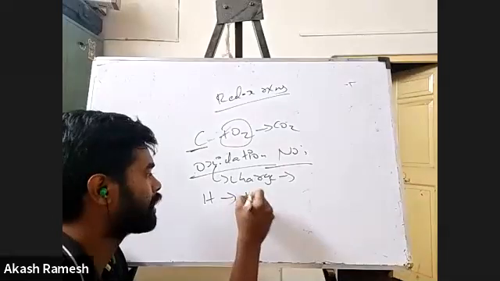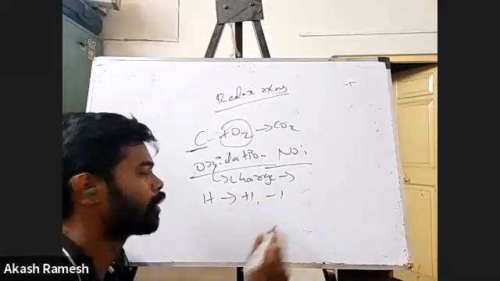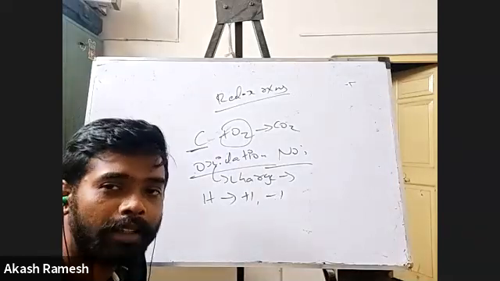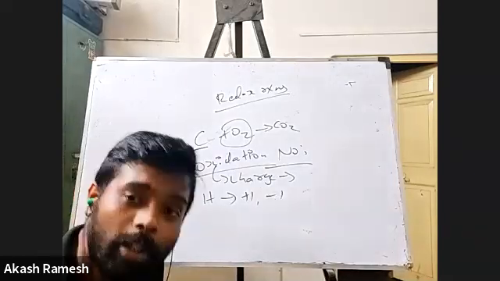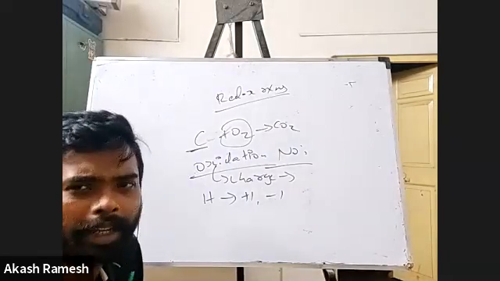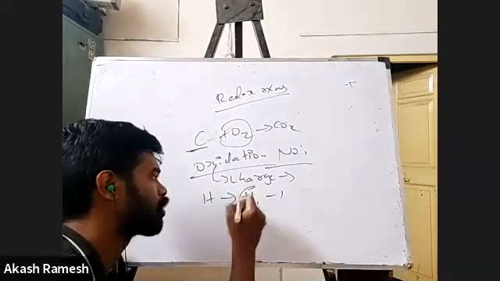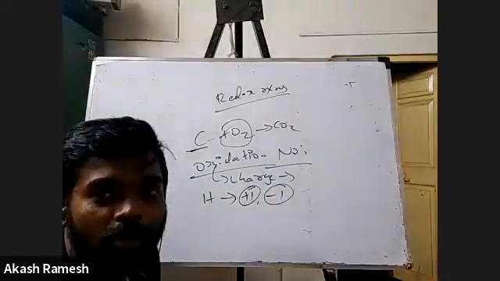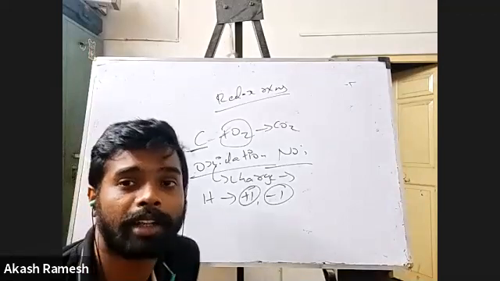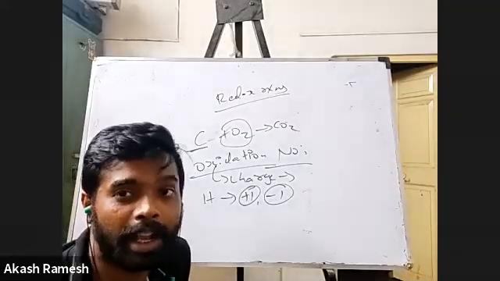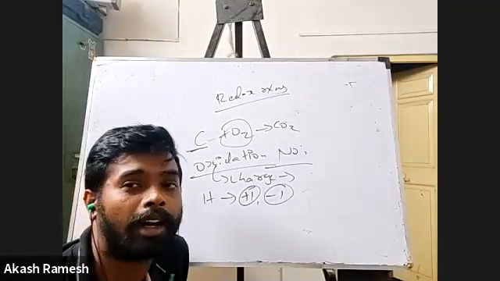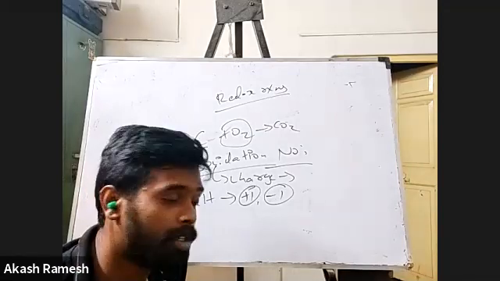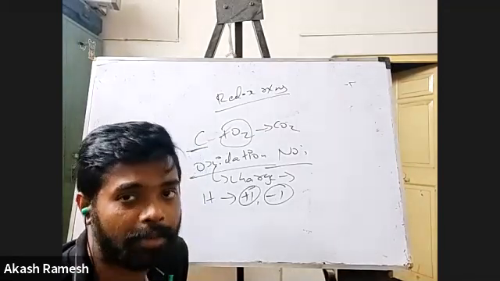Say hydrogen can either have +1 or -1 depending on which element it is attached to. If the hydrogen atom is attached to a highly electronegative element like oxygen or fluorine, hydrogen is going to have +1. Whenever hydrogen is attached to highly electropositive elements, like sodium hydride or lithium aluminum hydride, hydrogen is going to have the -1 oxidation state.